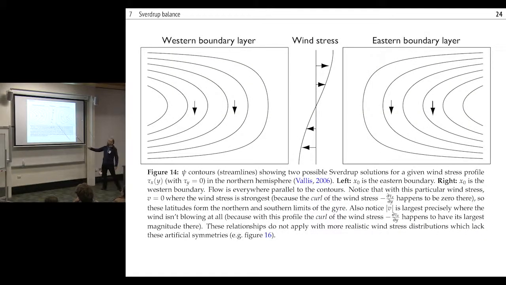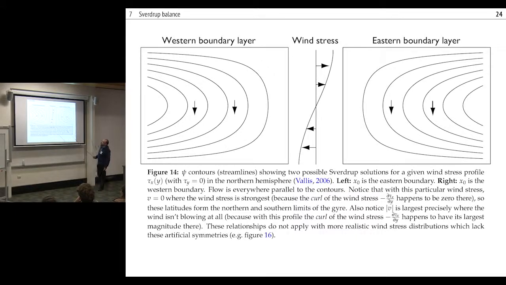If you choose x naught to be this edge, then as you integrate away from that, you start to get larger eastward velocities. These contour lines are contour lines of psi, the stream function, so the flow is going along those. This is purely southward flow here, mostly eastward flow here, mostly westward flow there. And so this is a gyre that's being forced by this particular wind stress.